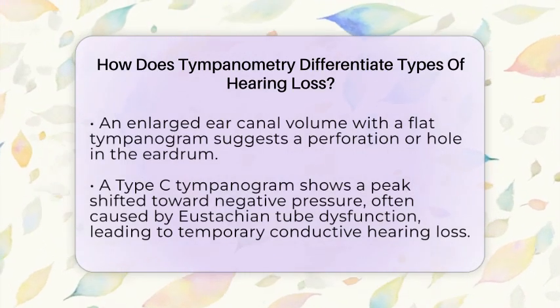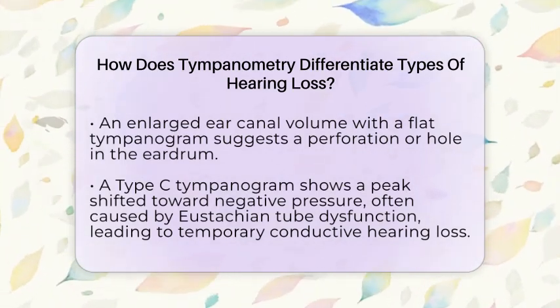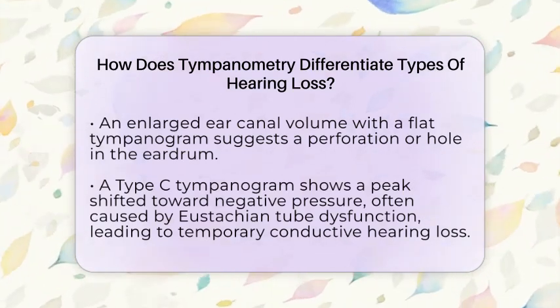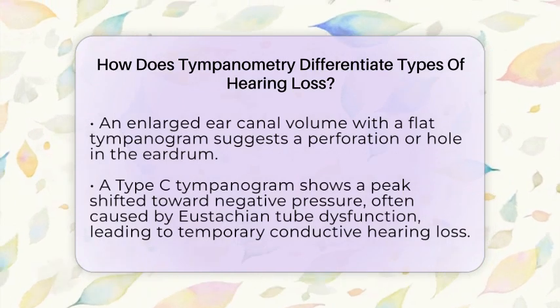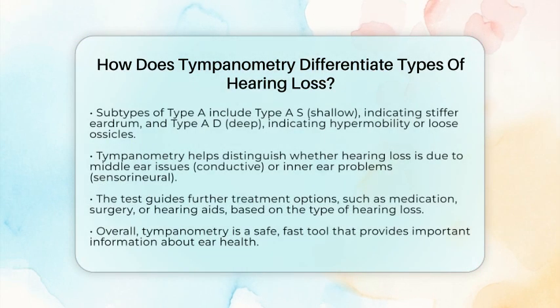By analyzing these patterns, healthcare providers can tell whether hearing loss is due to issues in the middle ear or the inner ear. Tympanometry doesn't measure hearing sensitivity directly but helps identify the cause of hearing problems. If the tympanogram is normal, but hearing loss exists, it points towards sensorineural issues. If the tympanogram shows abnormal middle ear function, it indicates conductive loss. This distinction is crucial because it guides further testing and treatment options.